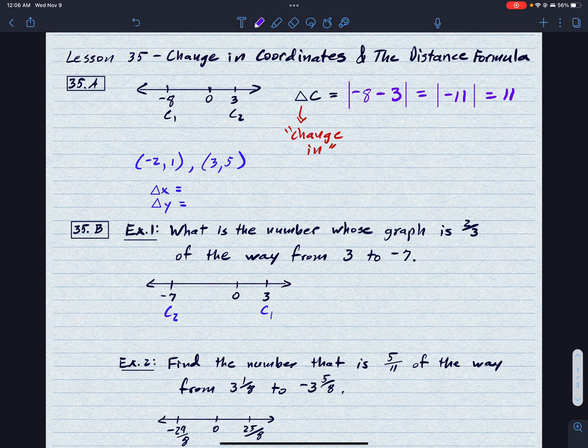But I didn't have to do it that way. I could also have done 3 minus negative 8. And 3 minus negative 8 gives me 3 plus 8, which is 11. And of course, the absolute value of 11 is still 11. So no matter how I do it, I'm getting that the distance between these 2 points is 11. Of course, you didn't need to do any of this math to figure it out, but that's a foundational strategy for what is coming in the actual example, example 1.